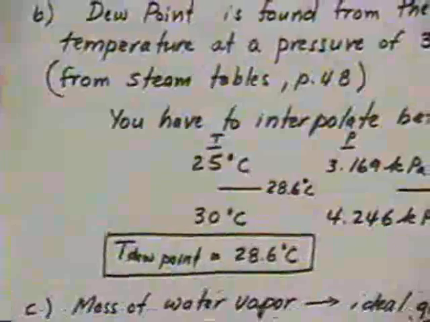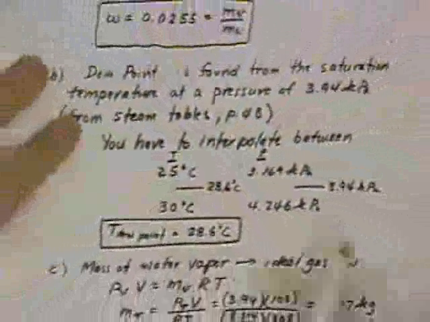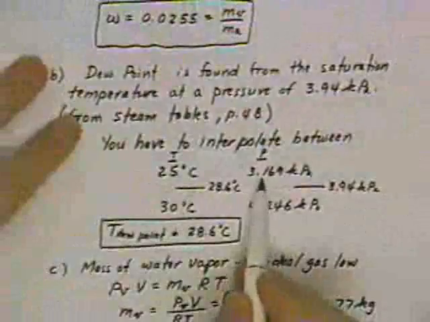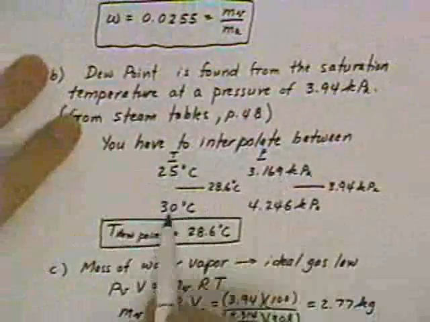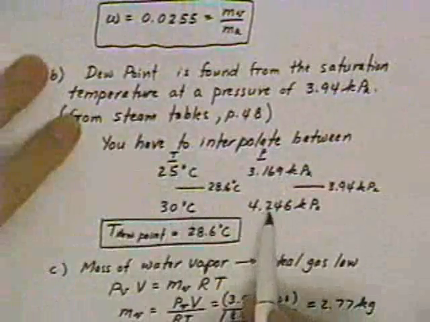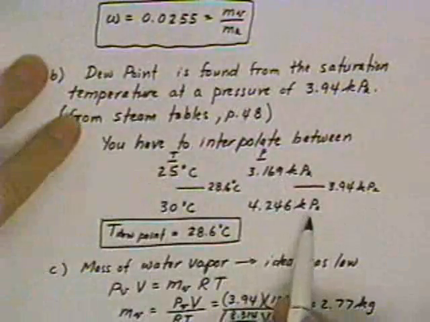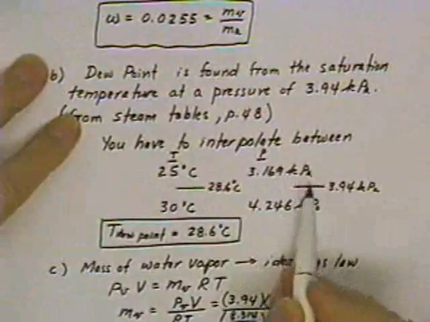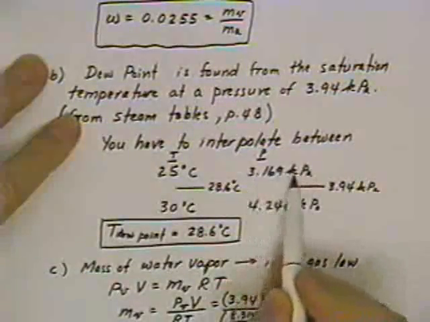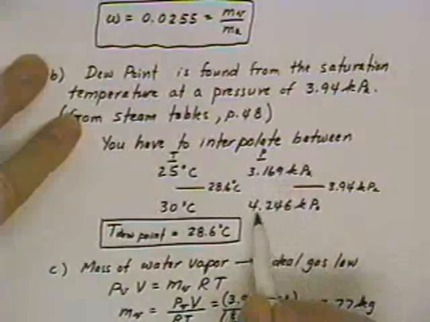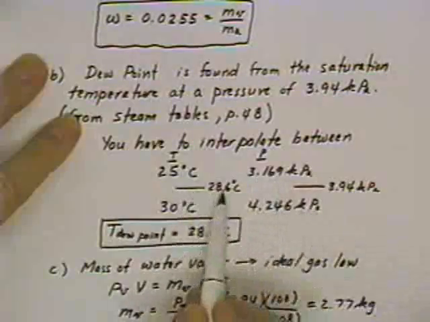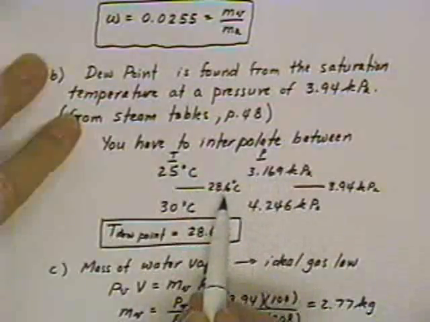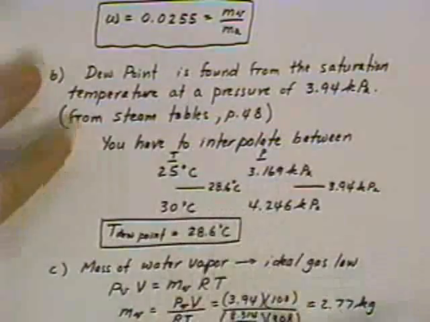And so I've done that. The two values that you're working in between: at 25 degrees C, you've got a pressure of 3.169 kilopascals. At 30 degrees C, you've got a pressure of 4.246 kilopascals. Our pressure is 3.94 kilopascals, so a linear interpolation between the 3.169 and 4.246 yields a temperature of 28.6 centigrade. So that's the dew point temperature.